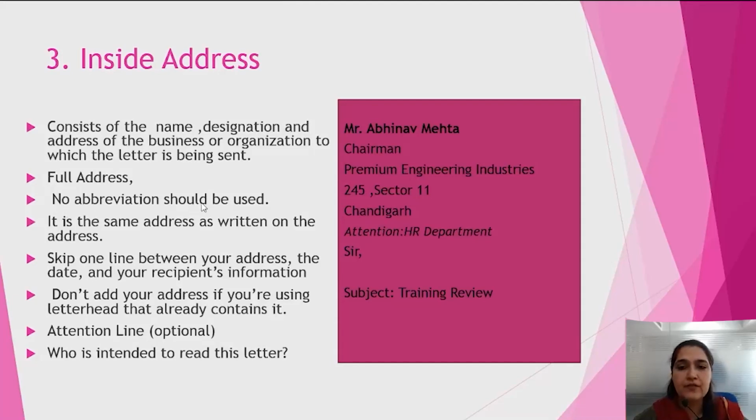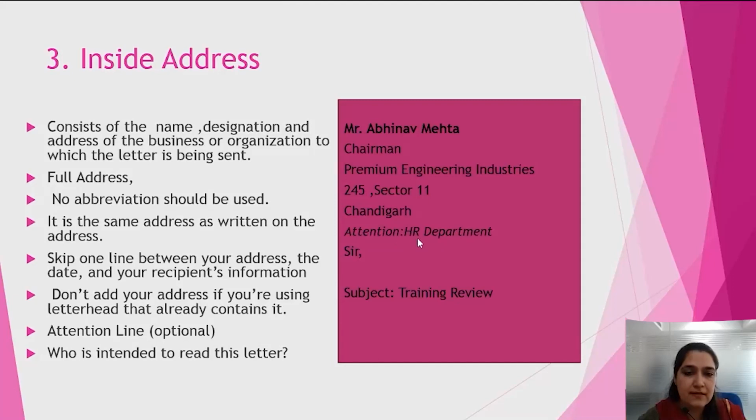So no abbreviation should be used, because the addresses have to be clearly written. It is the same address as written on the envelope when we are sending this letter by post or by courier. So skip one line between your address, the date, and your recipient's information. Okay, so here before writing the inside address, one line space has to be set, and even before that, when we are writing the date, one line space has to be left. Now comes the attention line, which is optional.